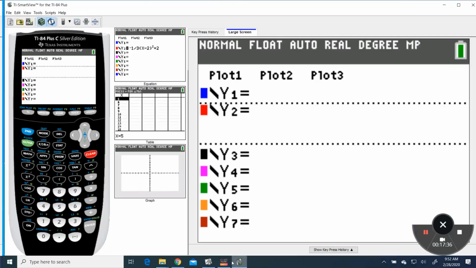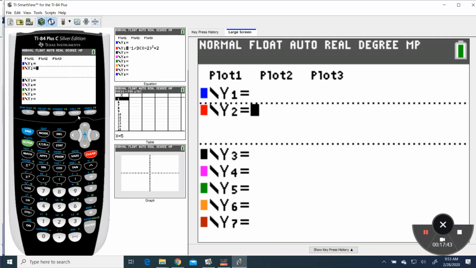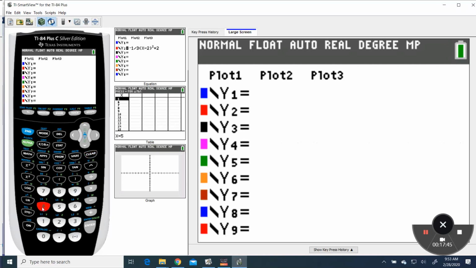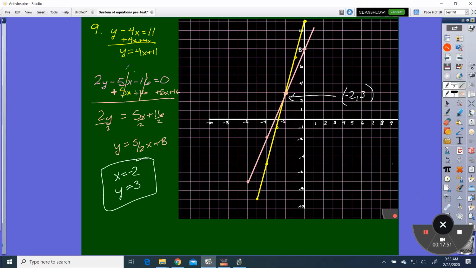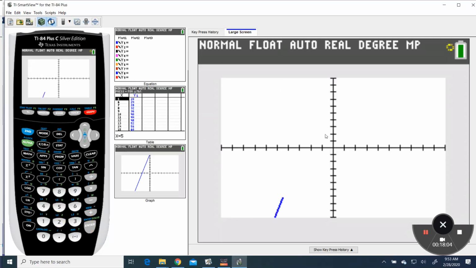Just to show you how this would work on your calculator, if I go to this graph, y equals 4x plus 11, I'm going to put that into equation 1. So 4x plus 11. Then I'm going to type in my other equation. So again, you have to solve them for y before you can put it in your calculator. 5 halves x plus 8. Now, you can look at your graph, and it's going to bring them up.